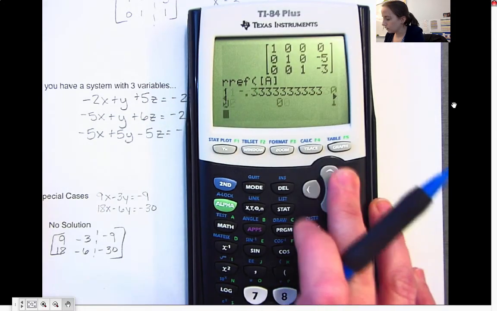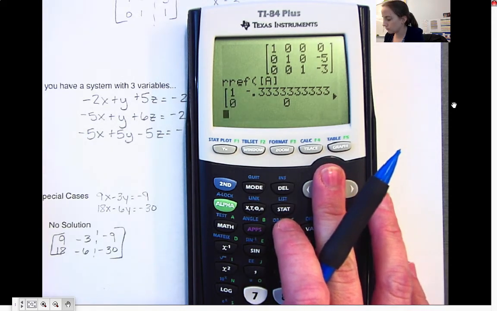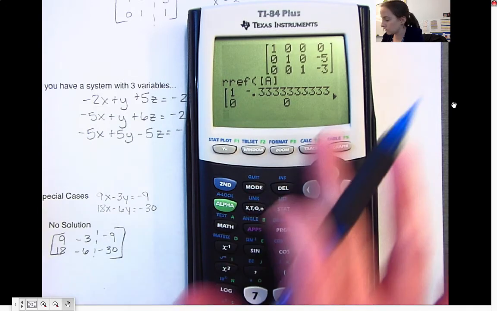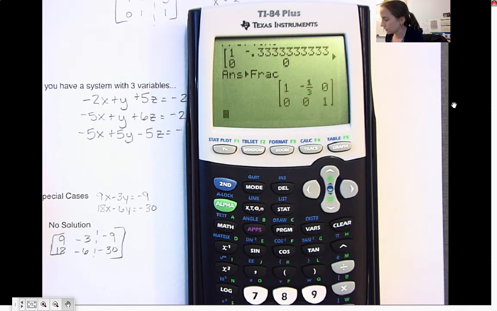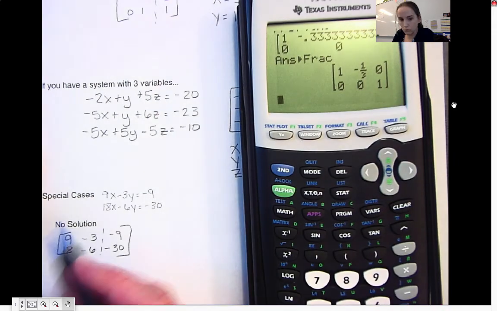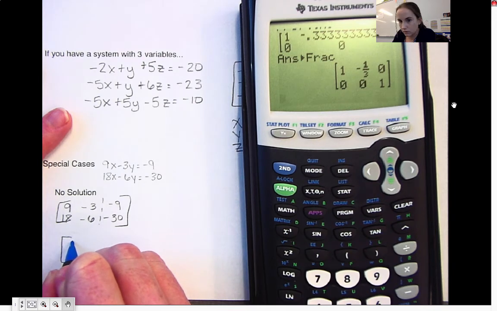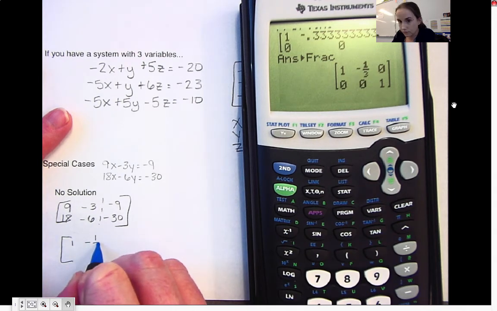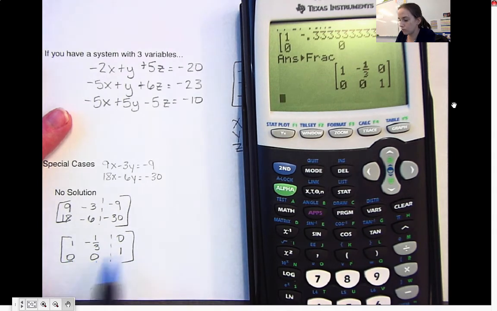Alright, now if we look at what happened, I don't like seeing all of those decimals. I could tell my calculator to convert the decimals to fractions by hitting math, and changing it to a fraction. Enter. Alright, now I can see it all on my screen. And so if you take a look here, for your solution, we don't even have the identity matrix. Notice I've got 0, 0, 1.